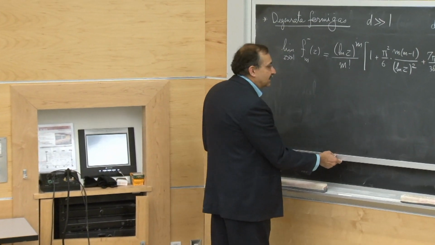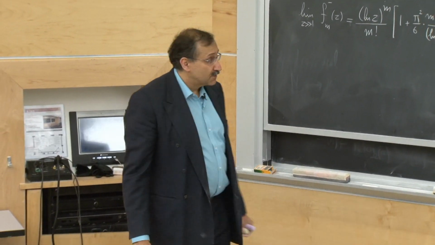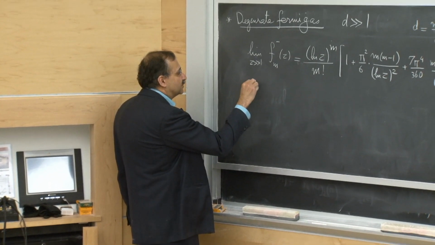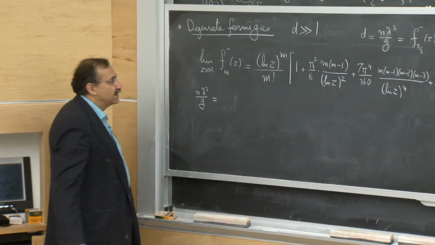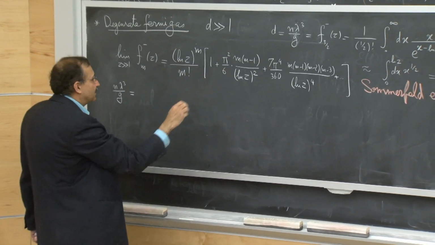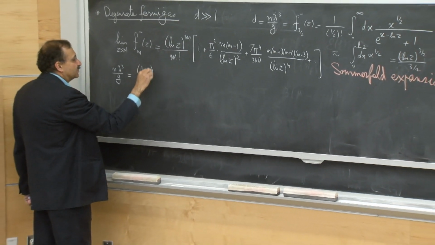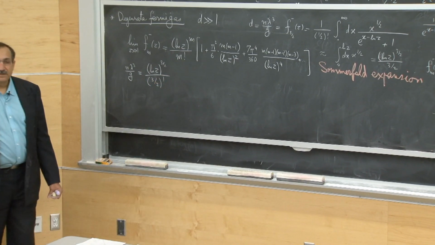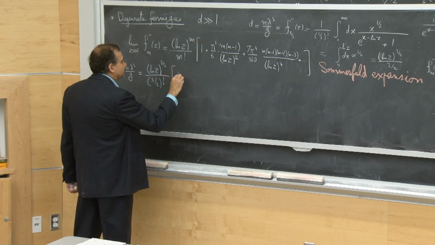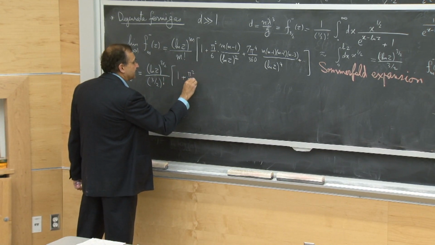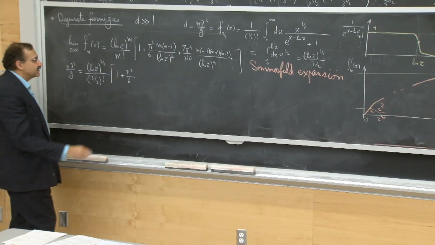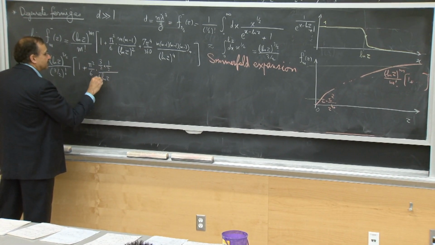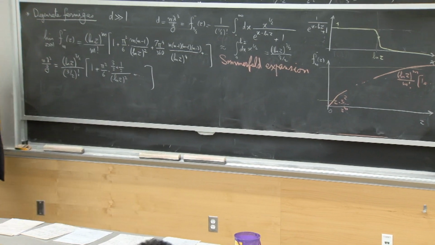So let's imagine that we are indeed in that limit. So what do we have? We have that n lambda cubed over g is log z to the 3/2 over 3/2 factorial. That's the leading term. Sub-leading term is 1 plus pi squared over 6. M in our case is 3/2. M minus 1 would be 1/2, divided by log z squared. I will stop at this order. That's all we will need.